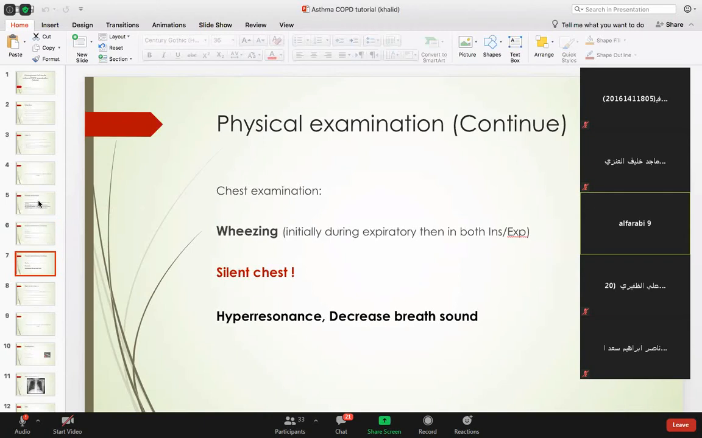In the chest examination, we're going to try to hear wheezing. Initially, you're going to hear it in expiration. Then you may hear it in both inspiration and expiration, okay? If you hear a silent chest, meaning you hear nothing on auscultation when you put your stethoscope on the chest, that's a doom sign. That means there is no air going into the lung and no air going out of the lung. That means it's a dead end. So this indicates that this patient is going to collapse soon, okay? Hyperresonance, when there is a lot of air entrapped inside the lung, and decreased breath sounds, okay?